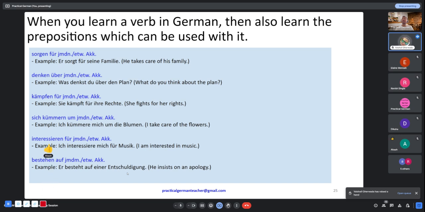Sorgen für jemanden, etwas, Akkusativ. Example. Er sorgt für seine Familie. He takes care of his family.